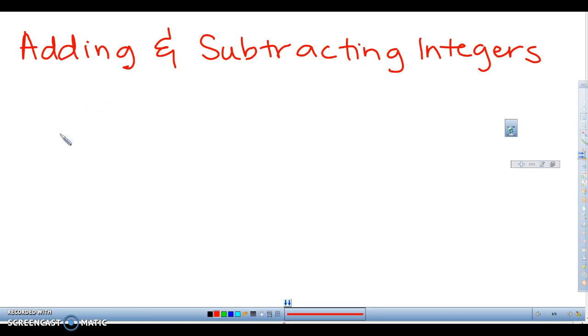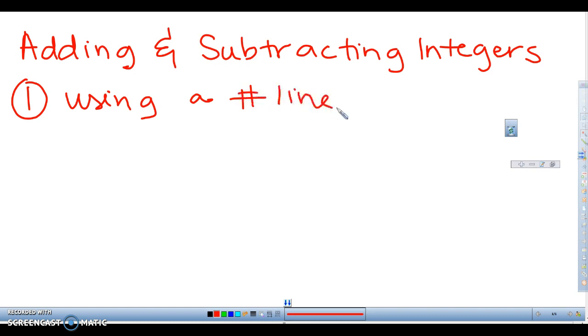To add and subtract positive and negative numbers, you can either use a number line or absolute value, and we'll go over both techniques. The first technique, as I said, was using a number line. If you're a visual learner, this is going to make a world of difference for you.